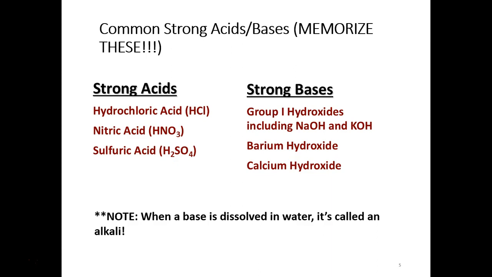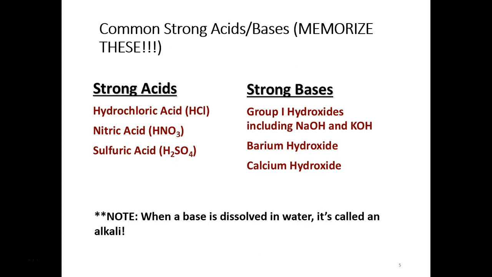And strong bases are all group 1 hydroxide compounds, so sodium hydroxide, potassium hydroxide, lithium hydroxide, etc., as well as barium hydroxide and calcium hydroxide. Now, you're more likely to see the group 1 hydroxides used as examples because barium and calcium hydroxide, although they are strong bases, are not very soluble, and that kind of creates some problems.